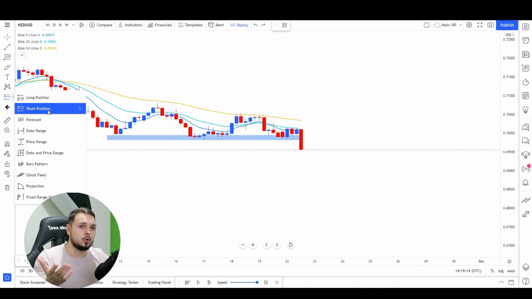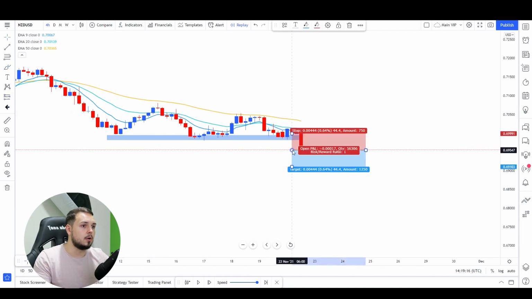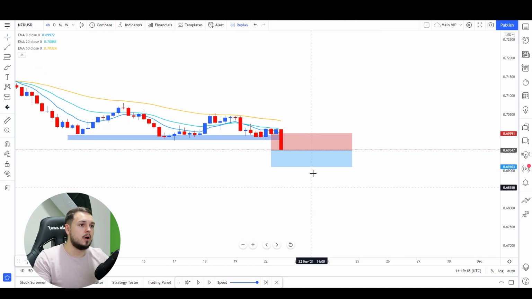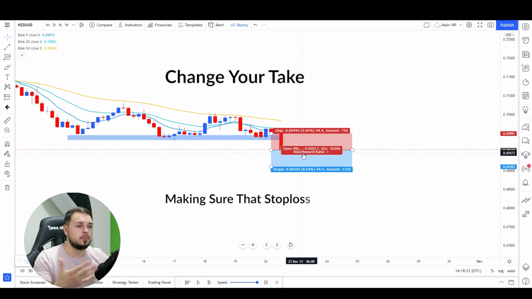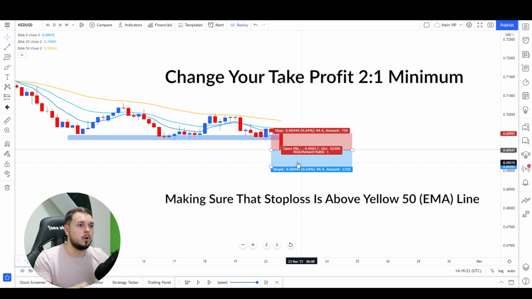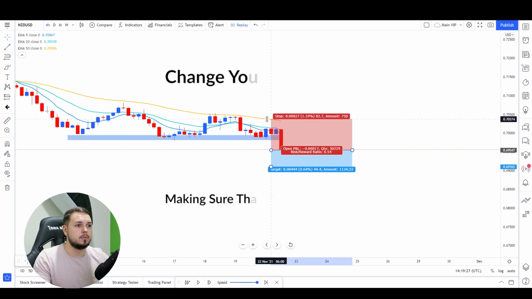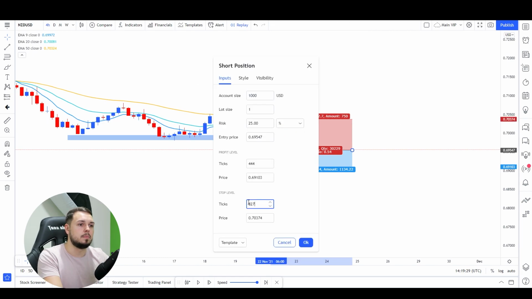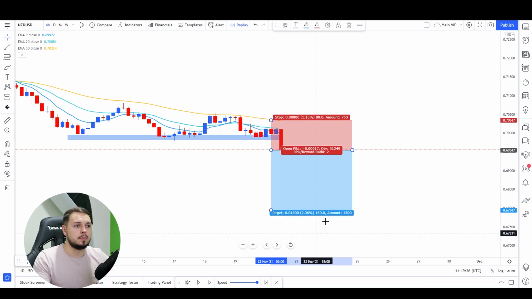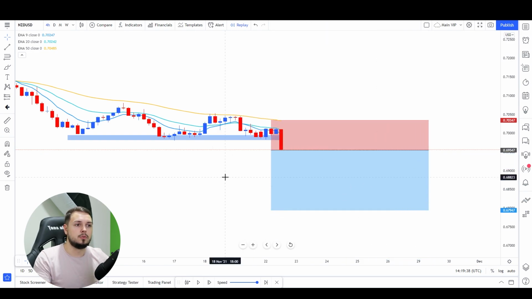We select now the short position and click over here. We're going to have our default settings, 44.44. That is not what we want. We want to have our stop loss above the 50 moving average, so around 80 pips is the usual, and take profit should be 160 pips for a 2-to-1 risk to reward ratio.